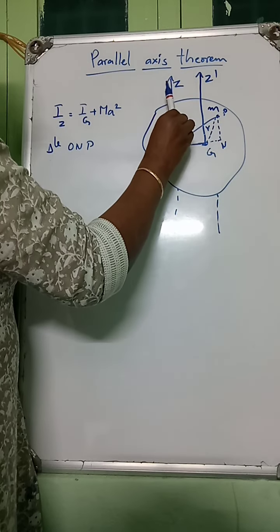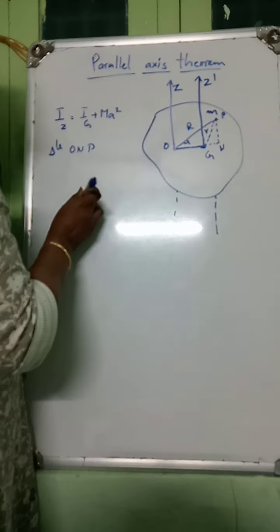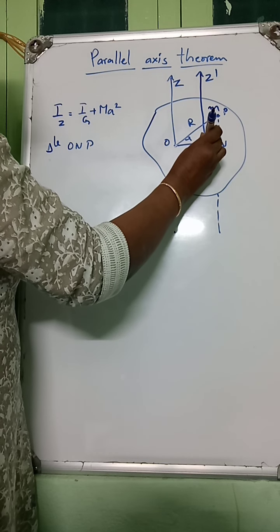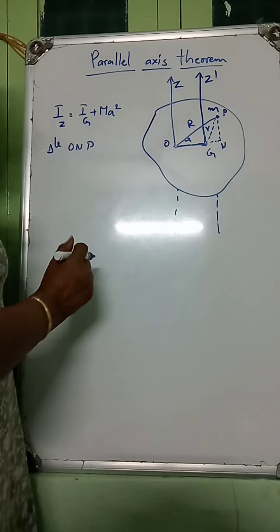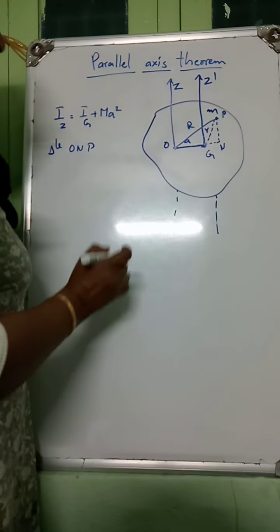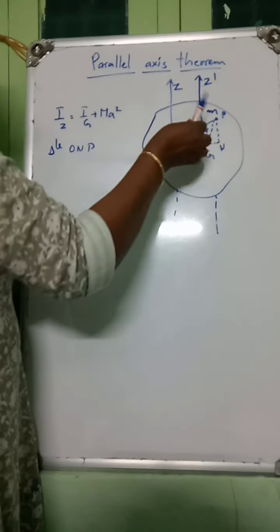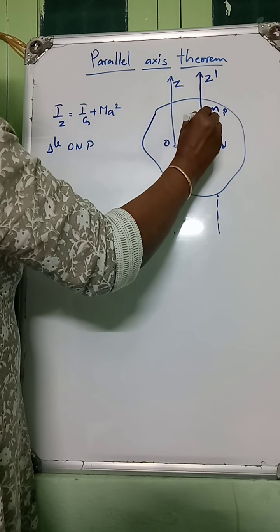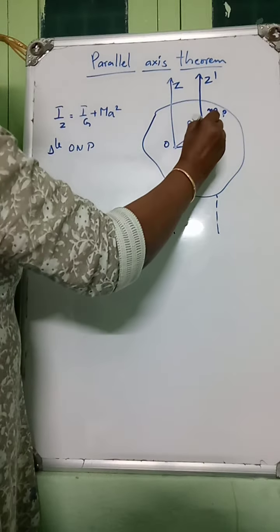Initially, z-axis is the one passing through the point O and perpendicular to the plane of the lamina. Consider another axis z' passing through the center of gravity and parallel to the first axis. Small a is the distance between the two parallel axes. Consider a particle of mass m at point P. Join OP. The distance from O to P is R. Join PG. Let it be small r.